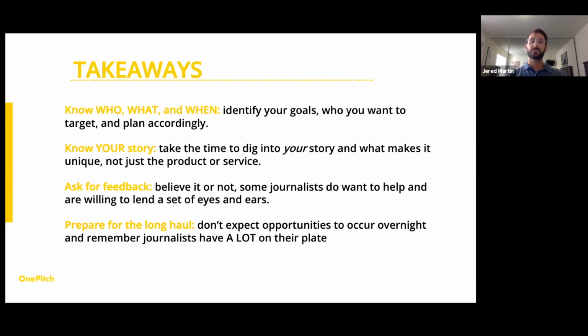Not only that, know your story. Take the time to dig into your story. Again, thinking about those executives, the CEOs, the founders. Why did they create this company? What are their goals? What is the mission? What are the values? How can that information be incorporated into the pitch that you're sharing?